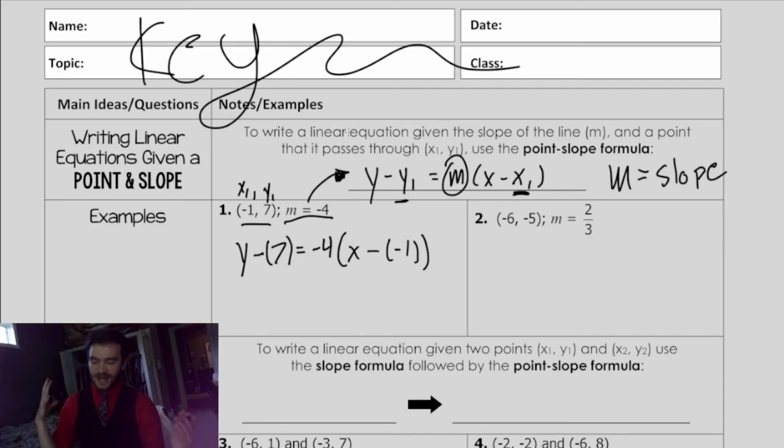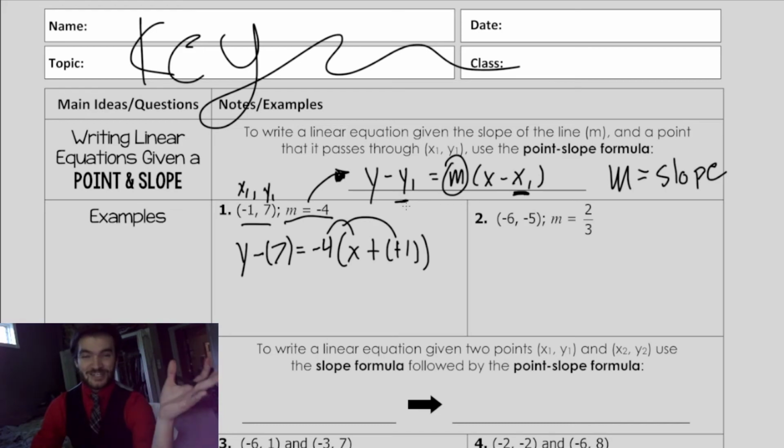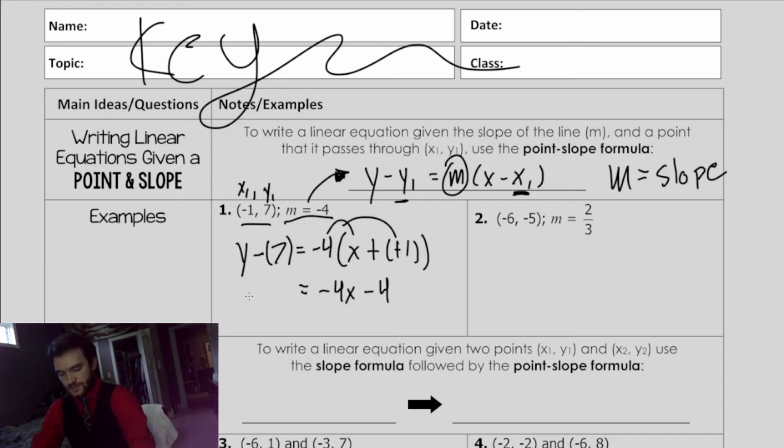Okay, so first off, I'm going to start with distributing this -4 into here. But first, before I do anything at all, what happens when I subtract a negative number? When I subtract a negative number, it basically just makes it that you're adding. So this is actually x plus 1 inside of here, which is good. So -4 times x becomes -4x. -4 times 1 is -4, equals y minus 7. Sweet.